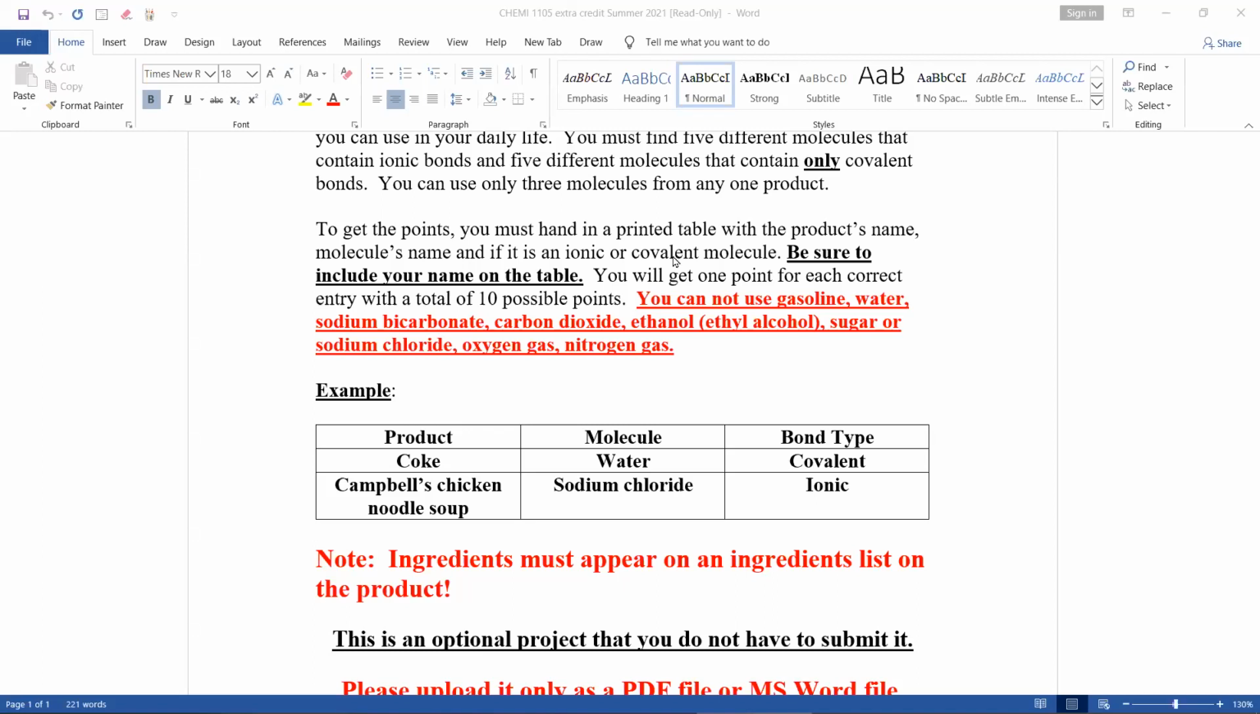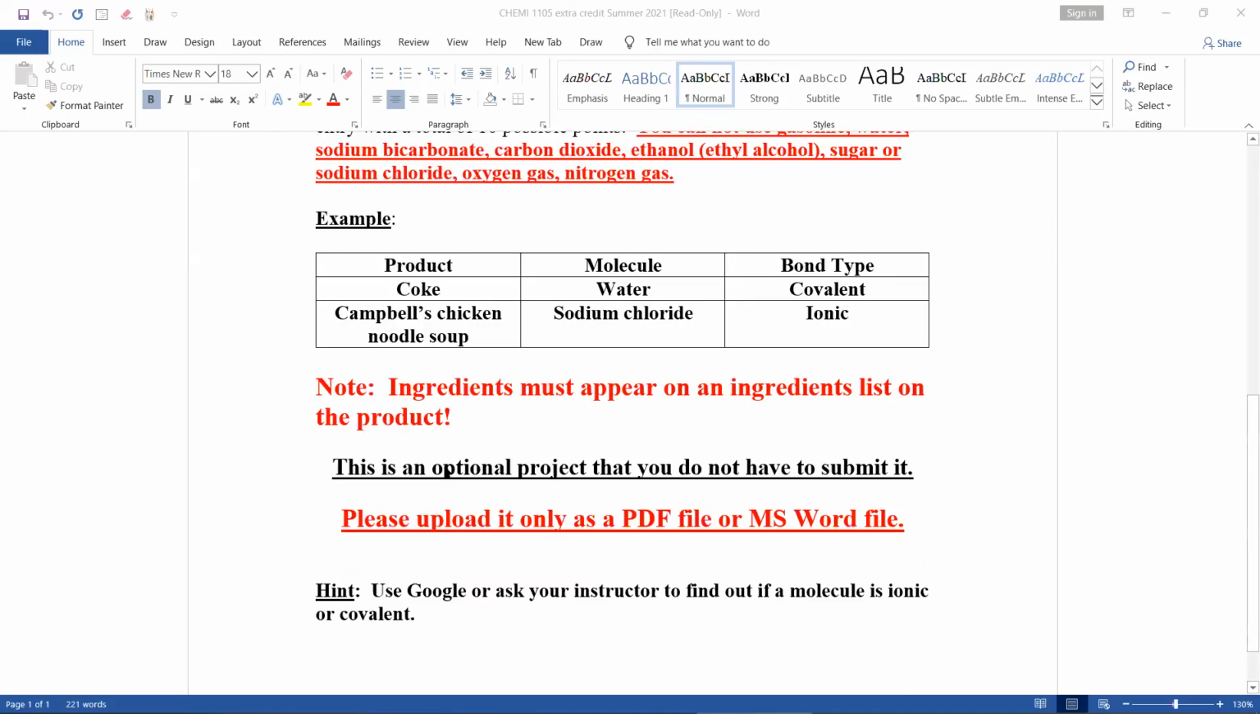Now, your chart or table should look like this: 3 columns: product, molecule, bond type. And these are examples you can't use because they're using molecules you can't use. But if we looked at a can of Coca-Cola or 7-Up or anything, you'd see water, and that's covalent. If you looked at a can of Campbell's chicken noodle soup, you'd see sodium chloride, and that's ionic. Note, ingredients must appear on an ingredients list on the product.